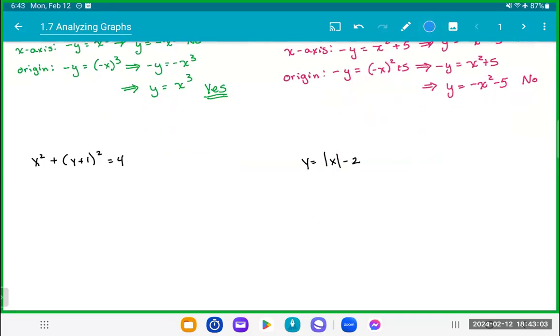All right, so this next one we have is x squared plus (y plus 1) squared equals 4. When we're looking at our y-axis, that is going to be negative x squared plus (y plus 1) squared equal to 4. So this is x squared plus (y plus 1) squared equals 4, and you can see that is my original equation. So yes, it is symmetric with respect to the y-axis.